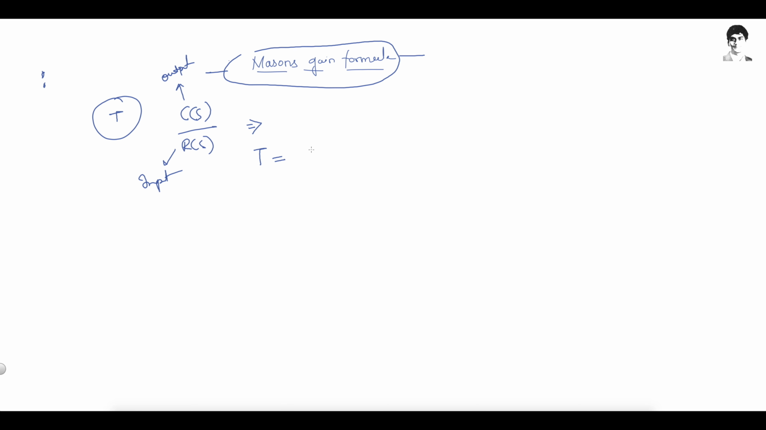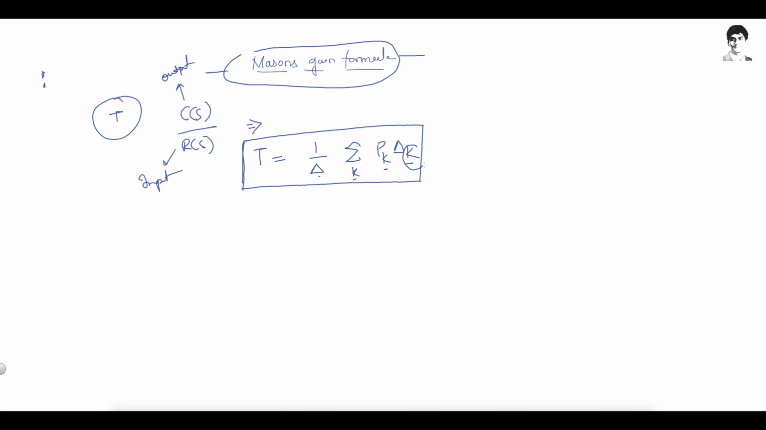The transfer function T is represented by 1 by delta, summation of Pk and delta k. Now I'm definitely going to help you with a couple of examples, but even before I do that, I have to explain the formula itself, because each variable signifies something. So that is what we'll look at.